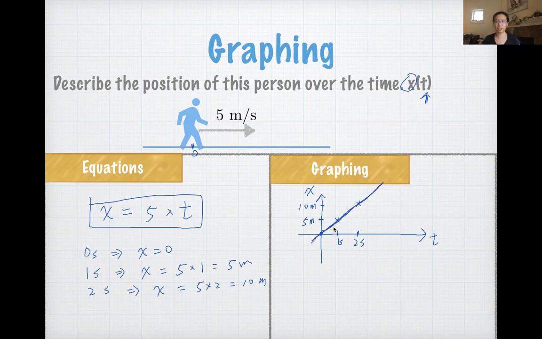When you present this graph to another person, they can immediately picture that this graph is describing a motion of constant speed.